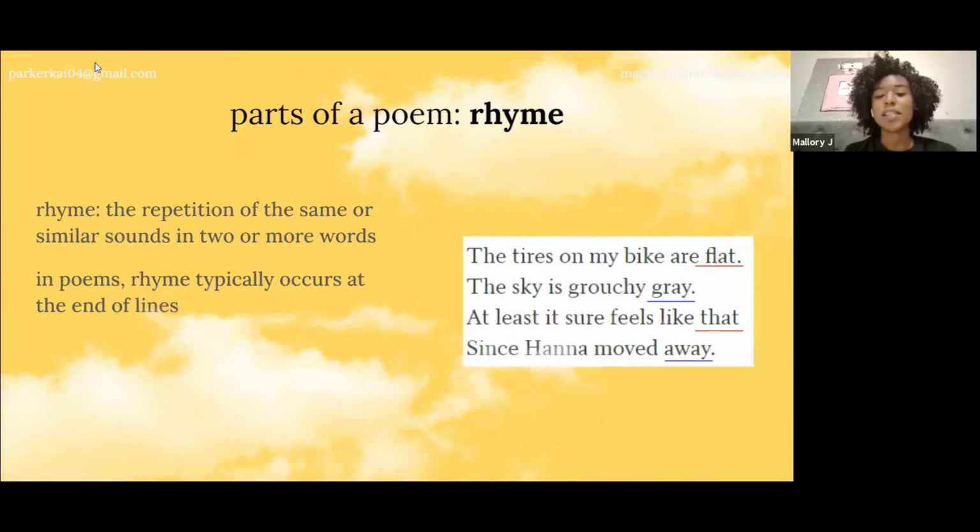So the first line says, the tires on my bike are flat. That's one sound, so you could label that A. Then the second line says, the sky is grouchy gray. That's a new sound, so you can label that B. Now the third line, at least it sure feels like that. That and flat rhyme, so that's the same sound, so you would also call that A. And the last line, since Hannah moved away, away and gray are the same sound, so you would label that B. So the rhyme scheme of this stanza would be A, B, A, B.